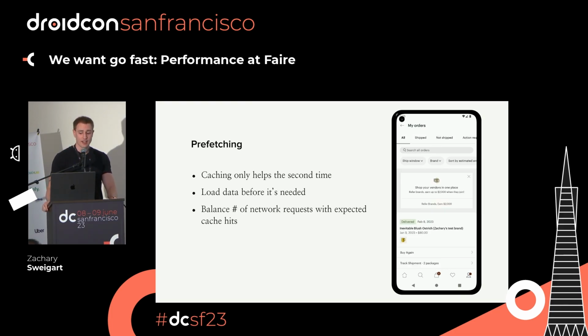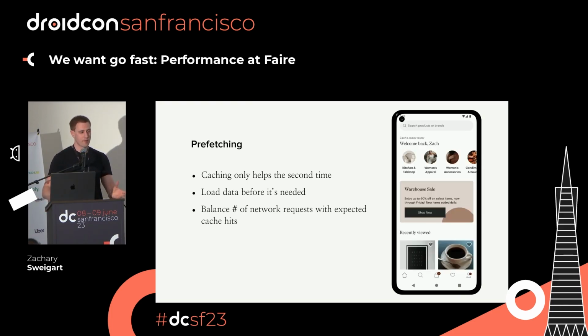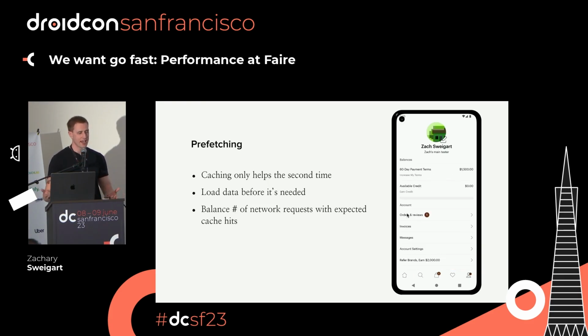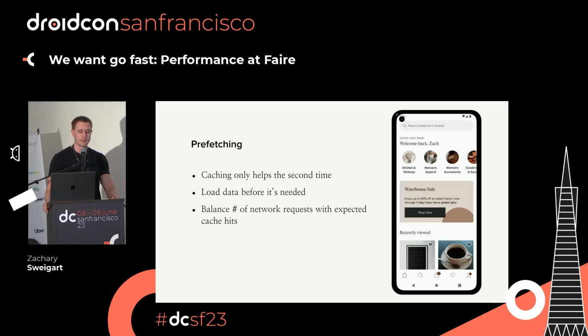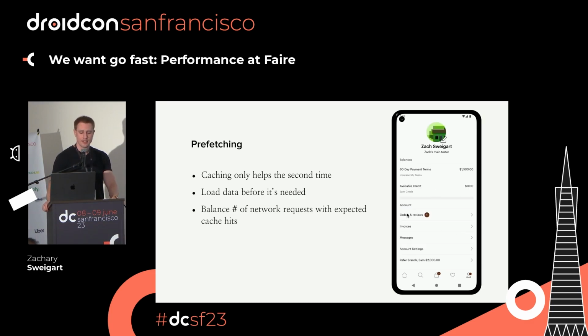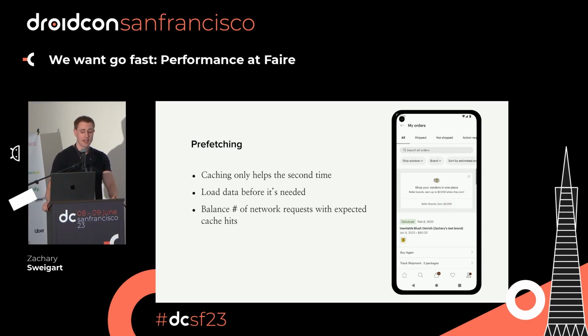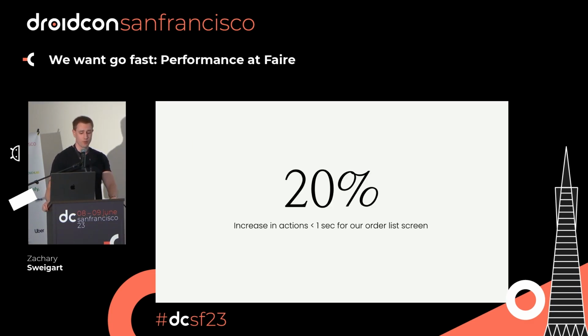By loading the data there, we do have to think about the balance of unnecessary network calls versus the expected cache hits we're going to get, just because we don't want to use the user's battery or network data. So you can also just optimize this to run maybe when the user's on Wi-Fi. But by loading this data from the settings screen, we saw a 20% increase in actions that were happening under 1 second just for that.